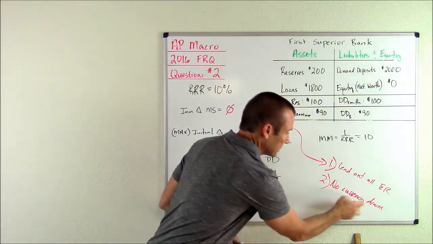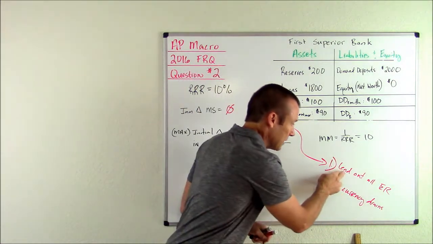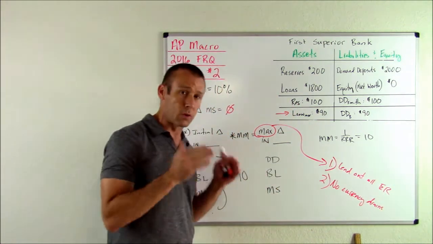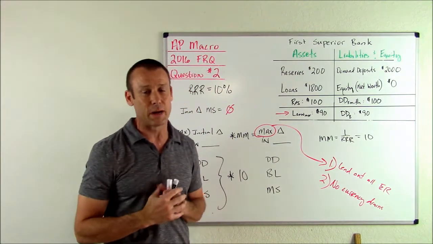If we get no currency drains, all the money stays in the banking system, and banks lend out all of their excess reserves, we're going to get those max changes that we talked about in this problem.